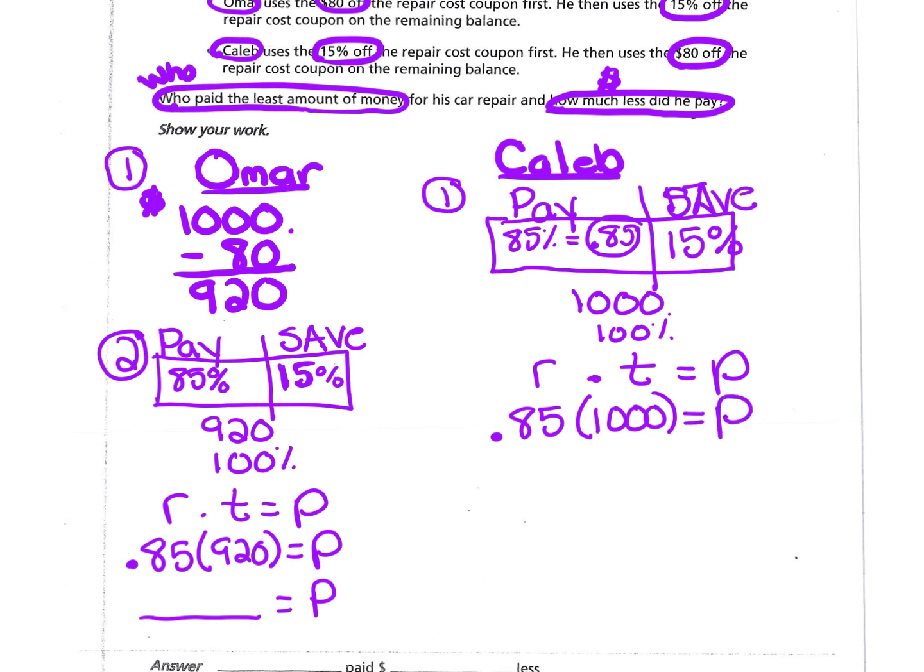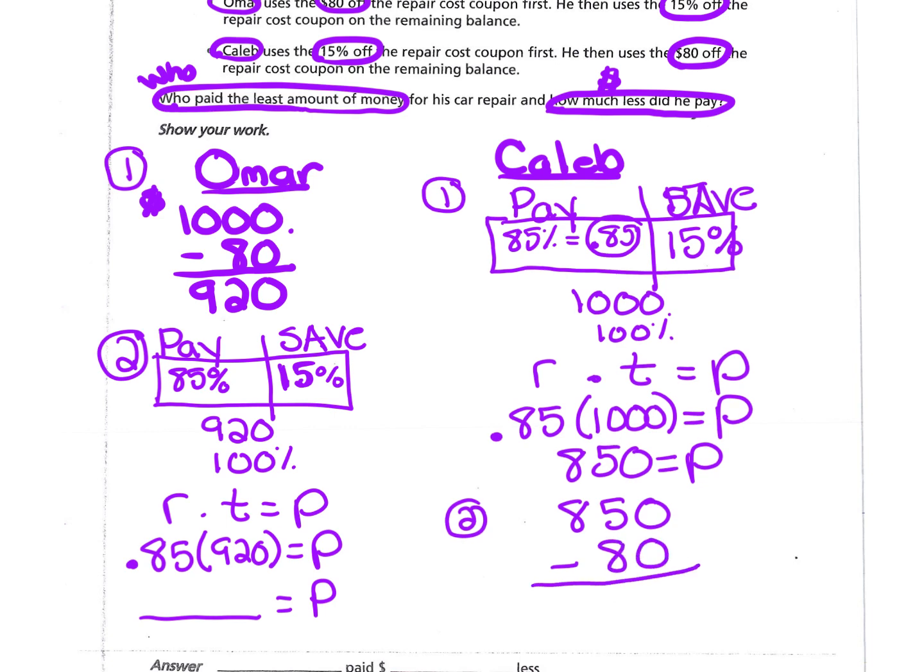Now you can pause the video at any time and make sure you have all these notes. Caleb ends up paying $850. Step 2, take $850 and subtract the second coupon, which is $80 off. You can finish this problem on your own.